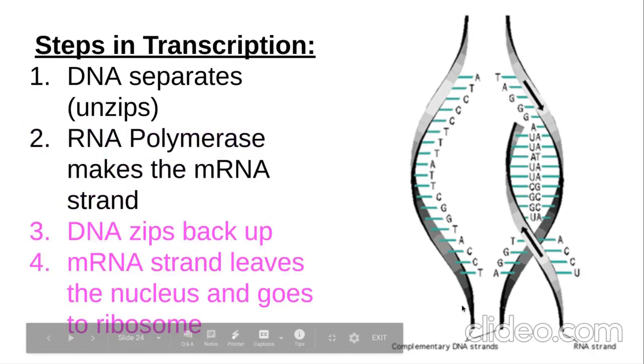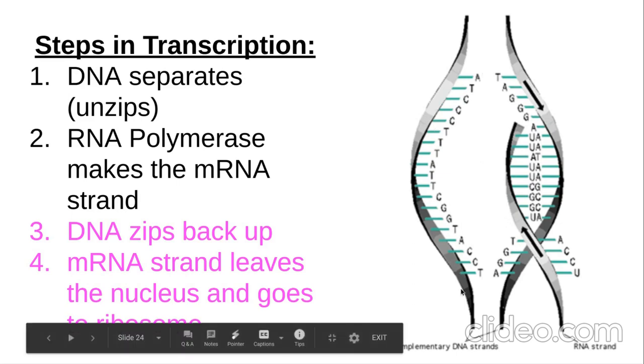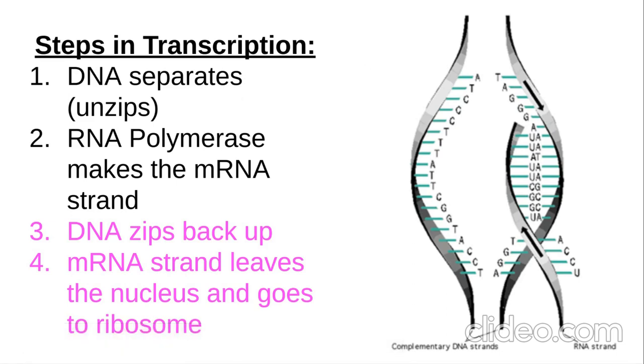Now, after it's all done making this strand, this messenger molecule that's going to go to the ribosome, the DNA is going to zip back up. So it comes back together. That's step 3. And then the messenger molecule, that single strand, is going to leave the nucleus and go to the ribosome. And that's where proteins are going to be made.